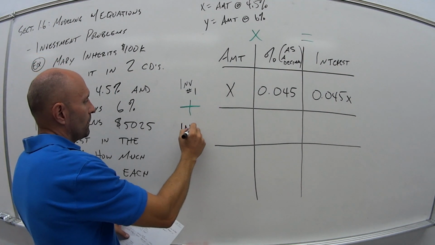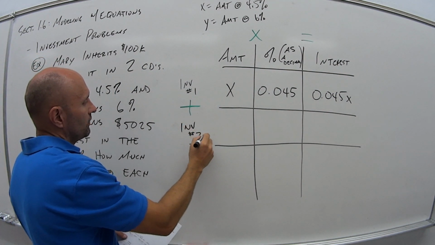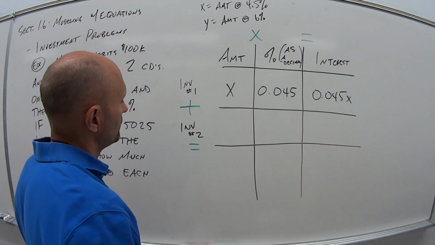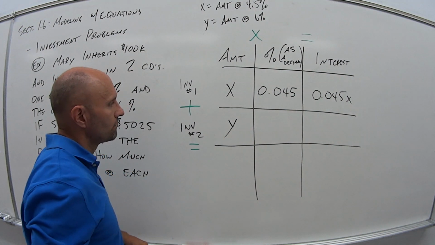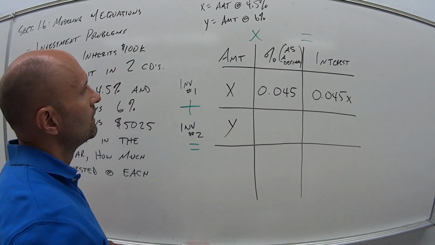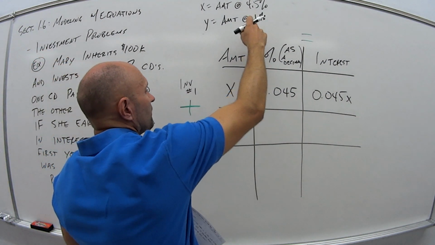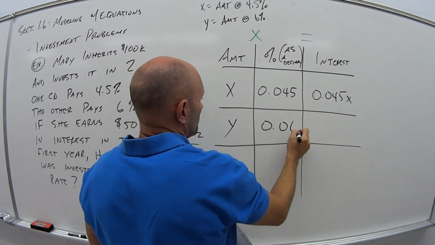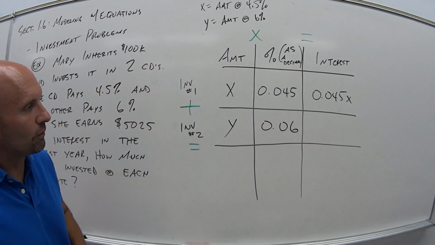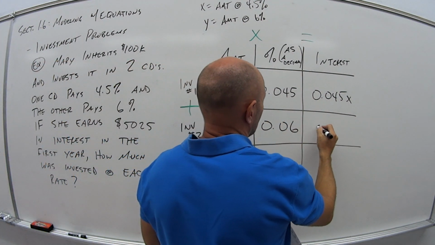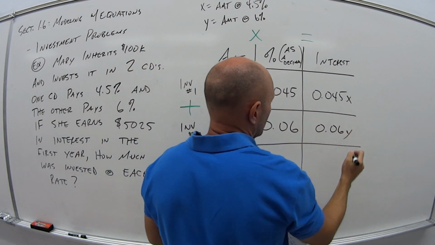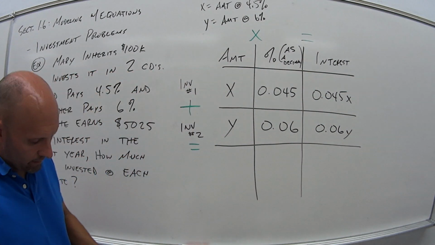Second row is my second investment, or if I'm mixing solutions, my second solution. So investment number 2, well, I called that y. As a percent, that's 6%, so as a decimal that is 0.06. And again, I'm just going to multiply across. So I get 0.06y.